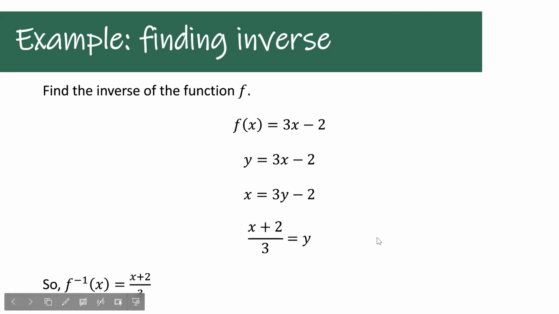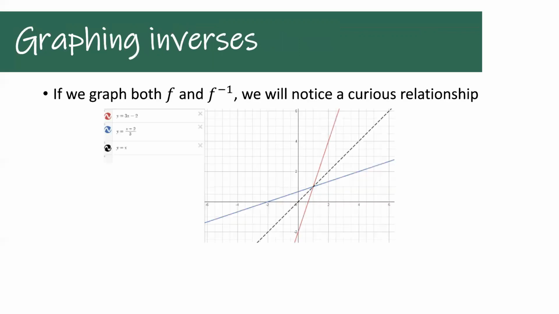If we want to write it back in the original terms, f inverse of x equals (x plus 2) over 3. Take a moment, make sure you can replicate that. It's a fairly simple example, but it's good practice. Now, if we graph our inverse, we're going to notice something curious.